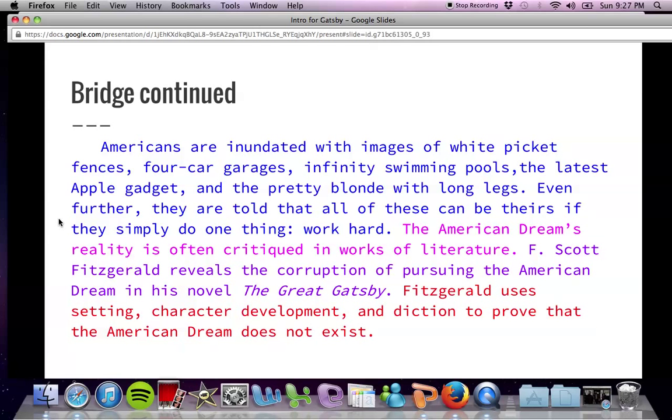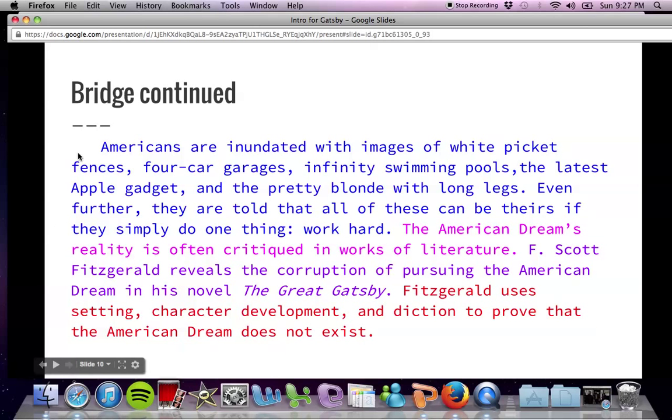Americans are inundated with images of white picket fences, four-car garages, infinity swimming pools, the latest Apple gadget, and the pretty blonde with long legs. Even further, they are told that all of these can be theirs if they simply do one thing: work hard. The American dream's reality is often critiqued in works of literature. F. Scott Fitzgerald reveals the corruption of pursuing the American dream in his novel, The Great Gatsby. Fitzgerald uses setting, character development, and diction to prove that the American dream does not exist.